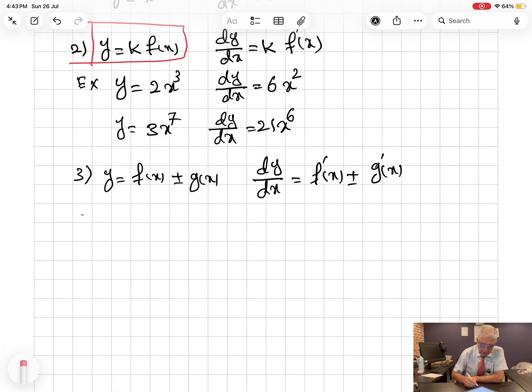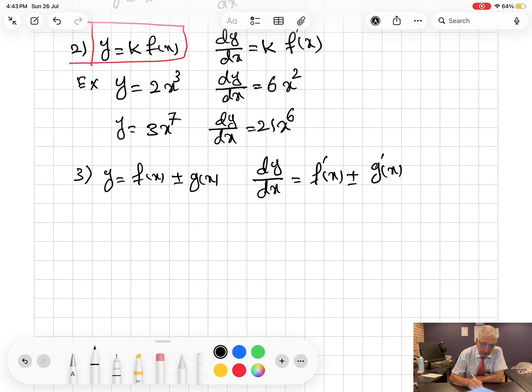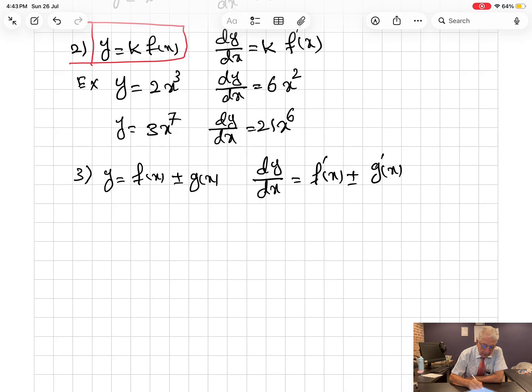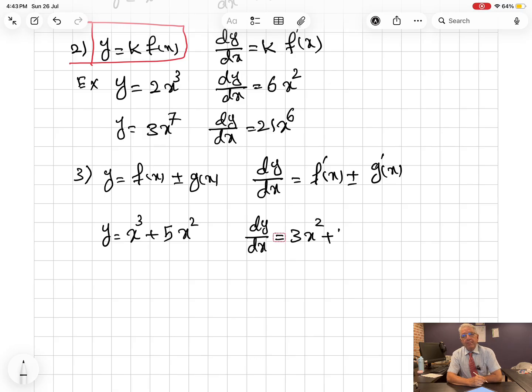Third rule, example here. Using the third rule, if I have y equal to, suppose, x to the power of 3 plus 5x squared, dy by dx is 3x squared plus 2 times 5, which is 10x.